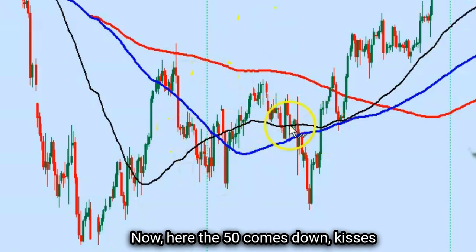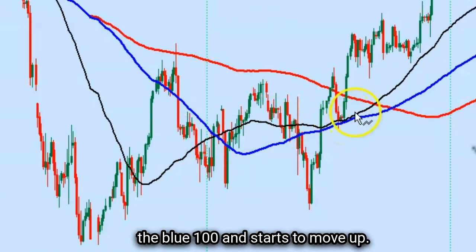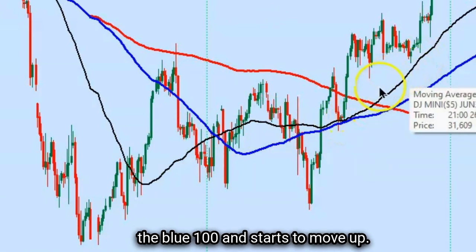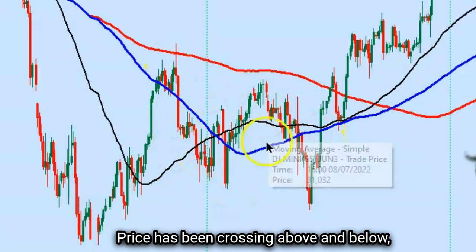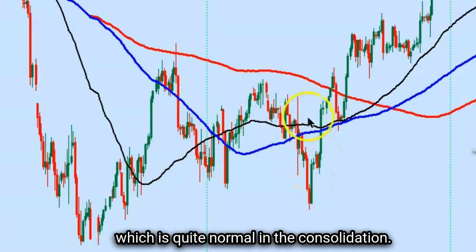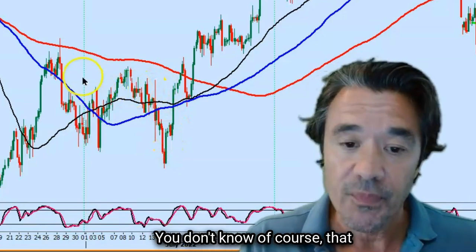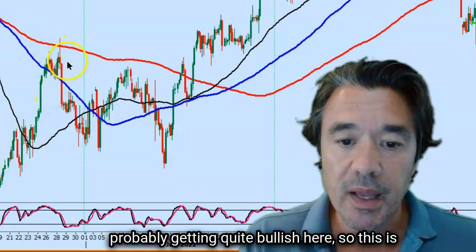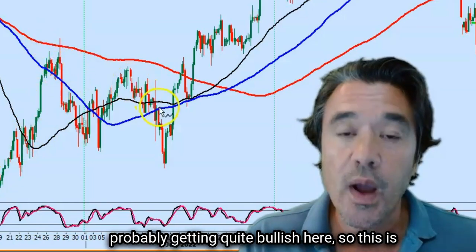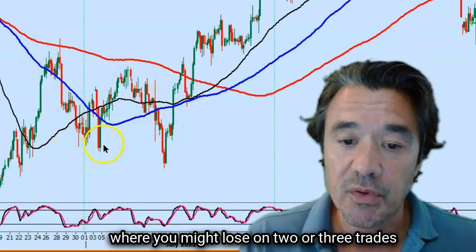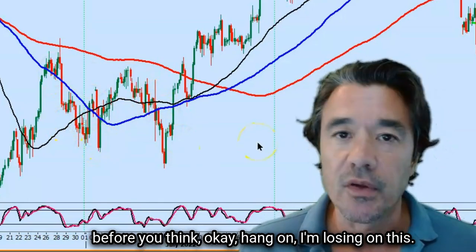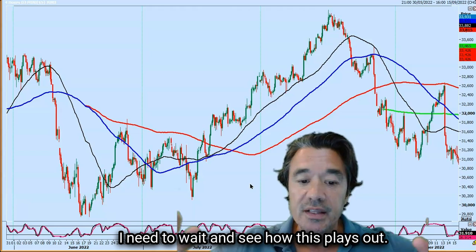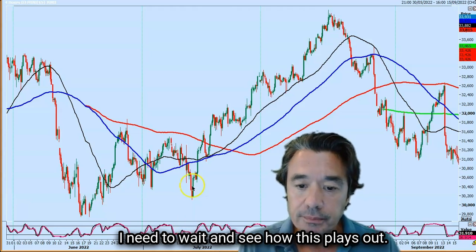Now, here, the 50 comes down, kisses the blue 100 and starts to move up. Price has been crossing above and below, which is quite normal in the consolidation. Very confusing. You don't know, of course, that it's a consolidation at first. So at first, when it starts crossing up, you're probably getting quite bullish here. So this is where you might lose on 2 or 3 trades before you think, okay, hang on, I'm losing on this. This is a consolidation phase. I need to wait and see how this plays out.